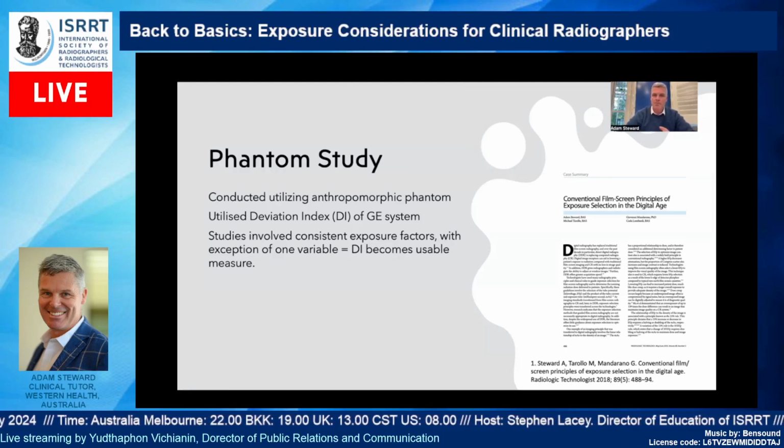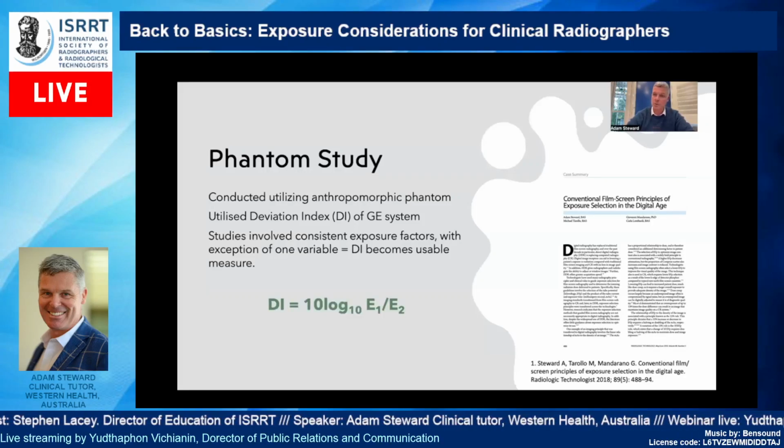So suffice to say, we use the GE system, and it's really important that you understand your system because you may not use DI, it may use EI or whatever. So I think it's really important that you check and make sure you're comfortable and you understand what your system uses and how it works before you roll this into play. And our GE system uses the DI, the deviation index, and this is the mathematical formula for the deviation index.